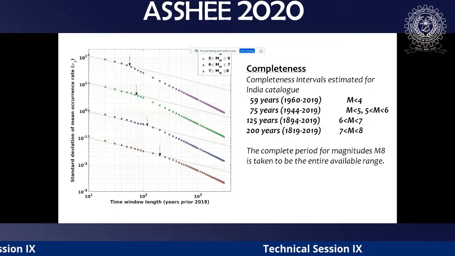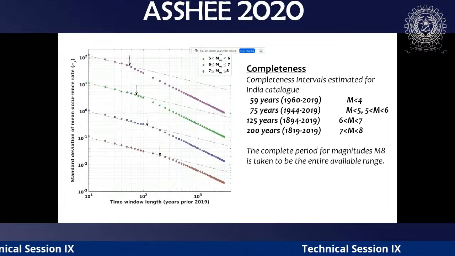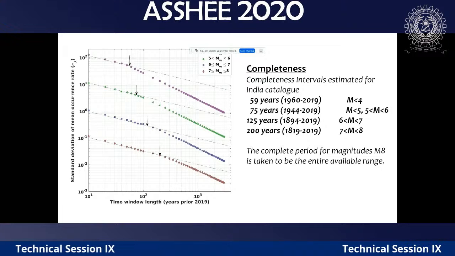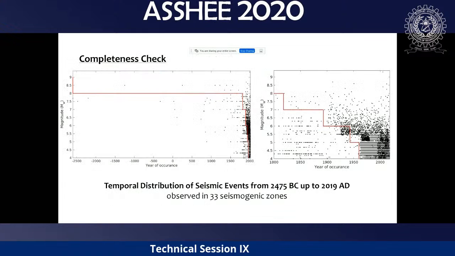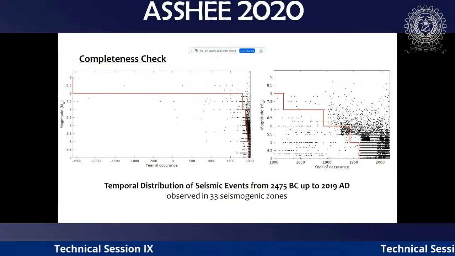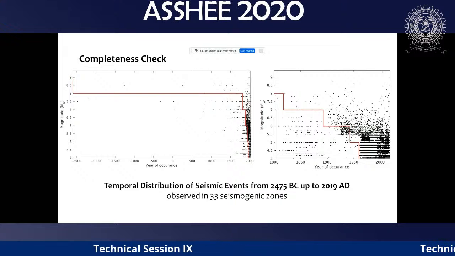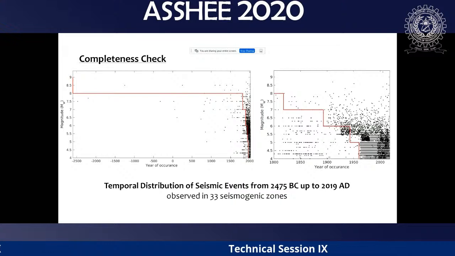And completeness, as I already mentioned, the step method and the visual methods have to be used. I am just showing the All India catalog. This has been done for all the individual source zones, at the local level also. Our catalog turns out to be complete for the last 59 years, and for large magnitudes, the catalog shows completeness for some 200 years. This is the temporal distribution. The main historical earthquake is the one which occurred in Gujarat, some 2000, 500 BC itself. We have collected all the historical data and merged it with the instrumental data.